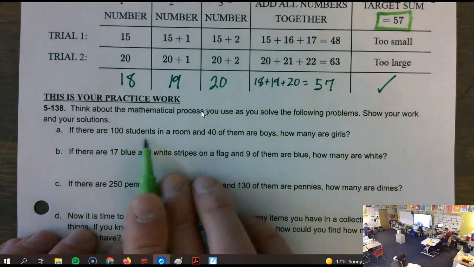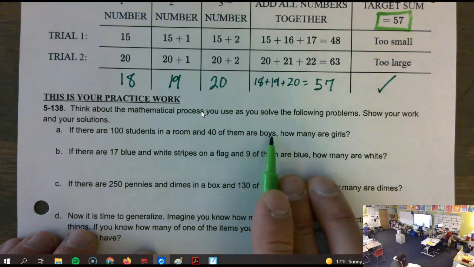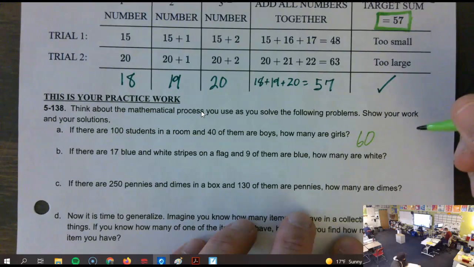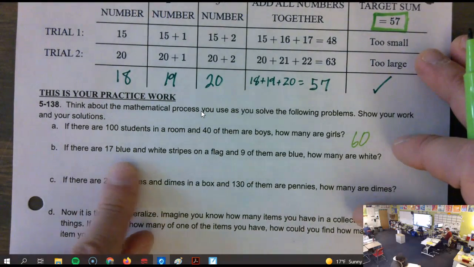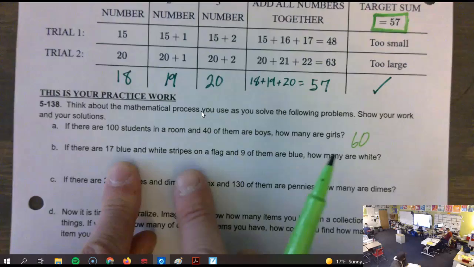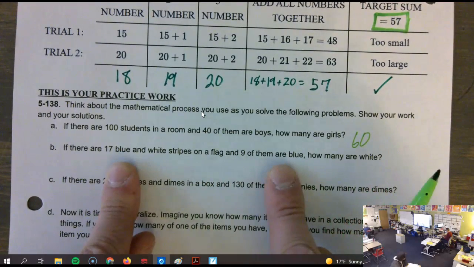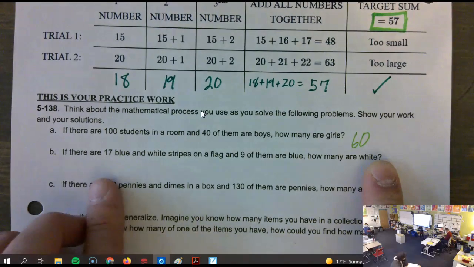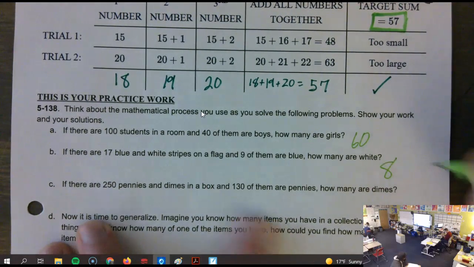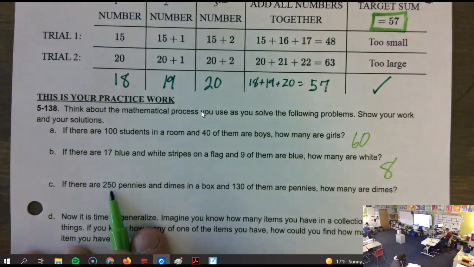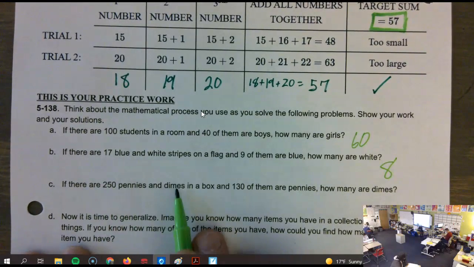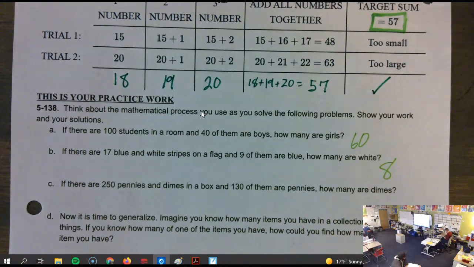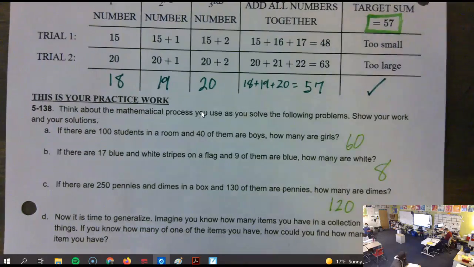So if there are 100 students in a room and 40 are boys, how many would be girls? The rest of them, right? Which would be 60. If there are 17 blue and white, so that's our total stripes on a flag, 9 of them are blue. How many are white? The rest of them, which would be... If there are 250 pennies and dimes, that's our total, in a box and 130 are pennies, how many are dimes? The rest of them, 120.